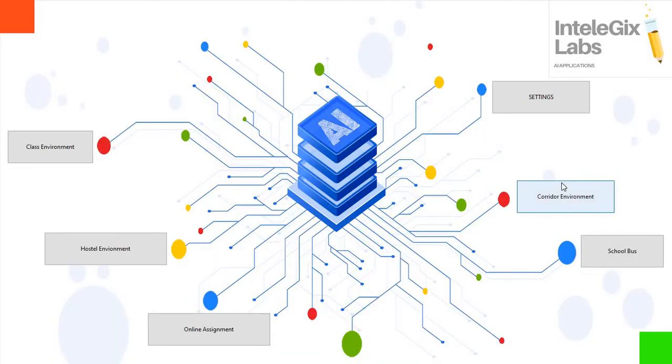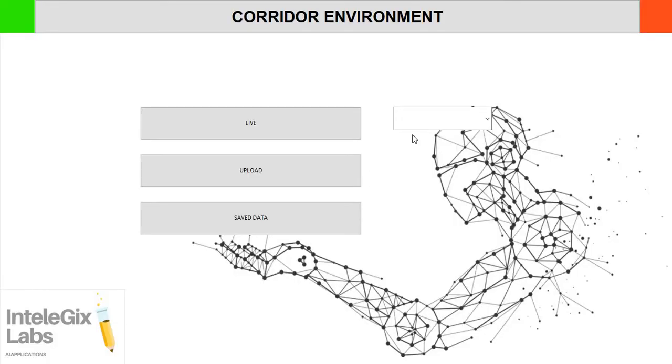Let's go to the corridor environment. In the corridor environment, we are basically trying to check whether a person is entering a washroom of a different gender. For example, if a man is entering a woman's washroom, or vice versa. In our case, let's say we are checking for a men's washroom.